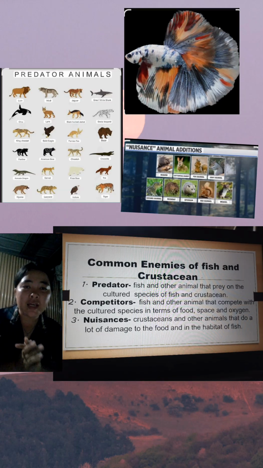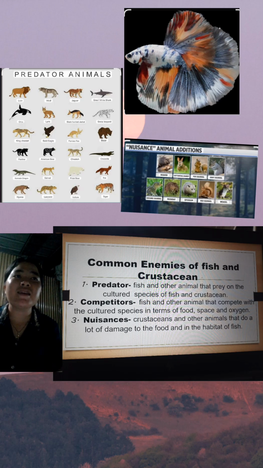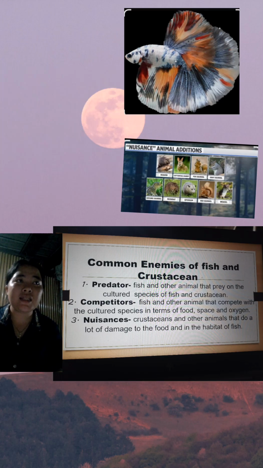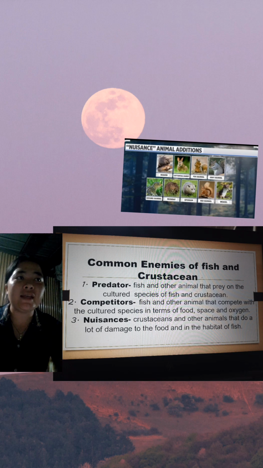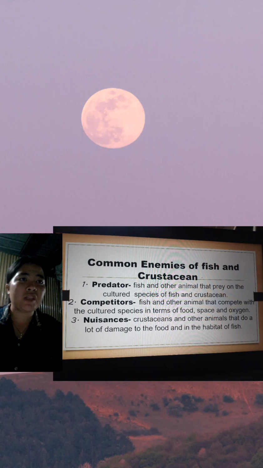Let's move to common enemies of fish and crustaceans. These are the threats in aquaculture that reduce productivity. The first one is predators, animals that can eat cultured fish or crustaceans. Examples are birds eating tilapia in ponds or crabs eating juvenile lobsters. The second one is competitors, animals competing for food, space, and oxygen. An example is wild fish or shrimp entering ponds and eating the same feed. And the third one is nuisance, animals that damage food or habitat without eating the cultured species directly.